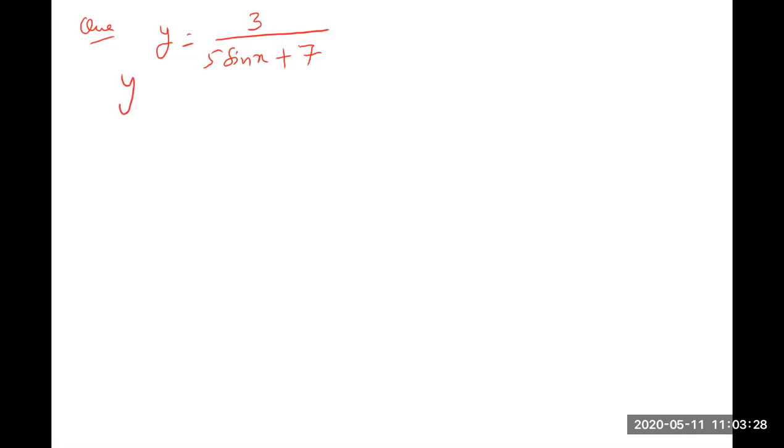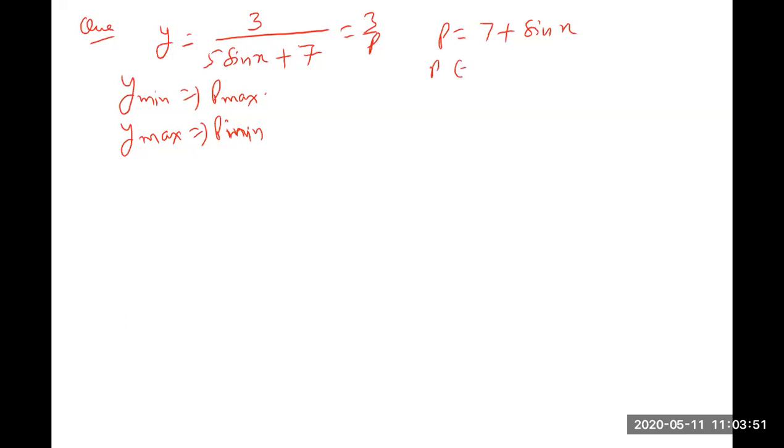So for Y minimum, suppose this is 3 upon P. P must be maximum. And for Y maximum, P must be minimum, because I must divide by the minimum. So P is equal to 7 plus 5 sin x. So P belongs to 7 minus 5 to 7 plus 5. That means P belongs to 2 to 12. That is the range.